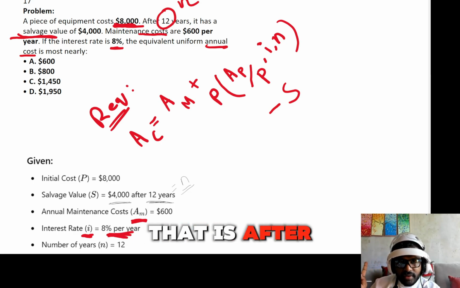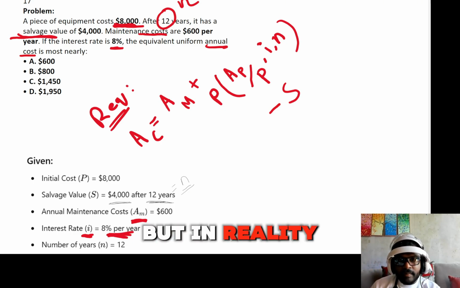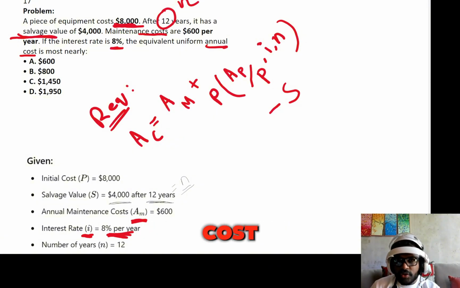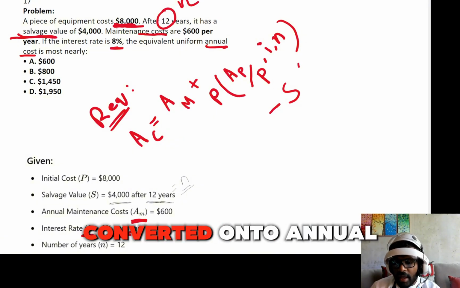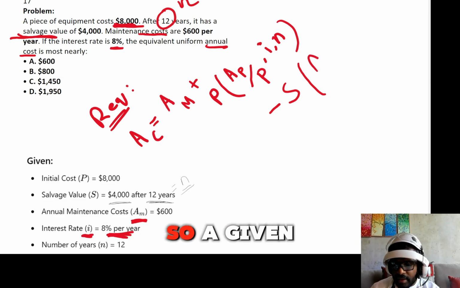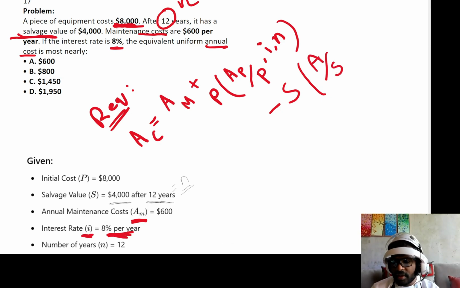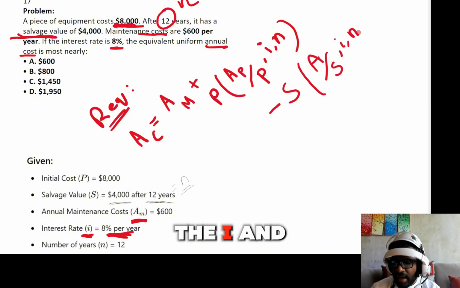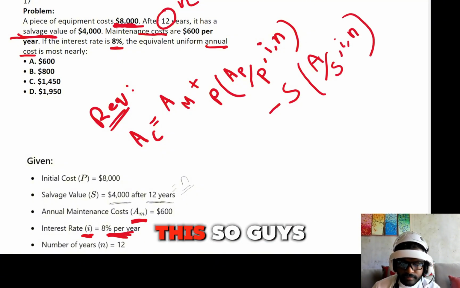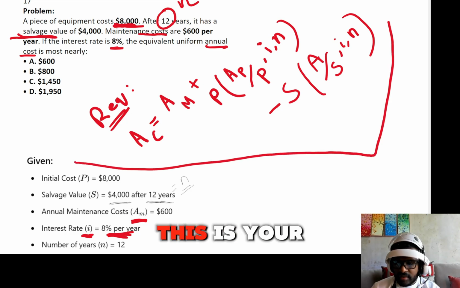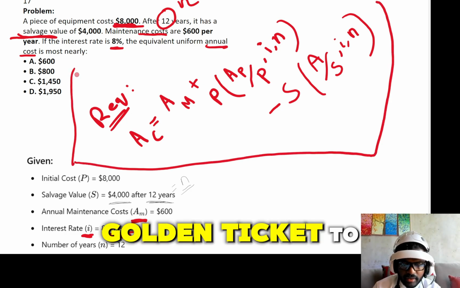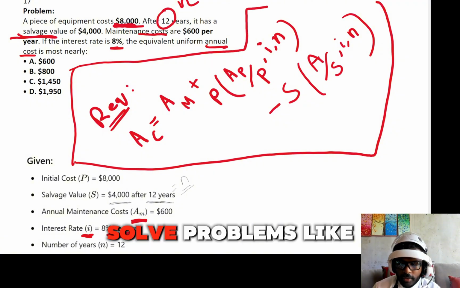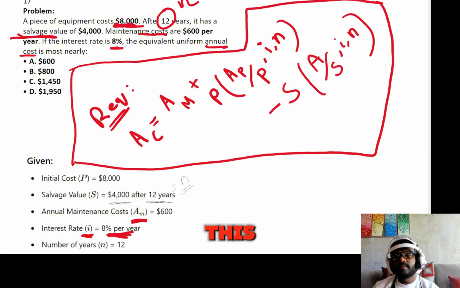That is after 12 years. But in reality, we are trying to find the annual cost. So salvage cost also should be converted on to annual basis. So A given S, annual cost given the fixed salvage cost. We also know the I and N values for this. So guys, this is your golden ticket to solve problems like this.